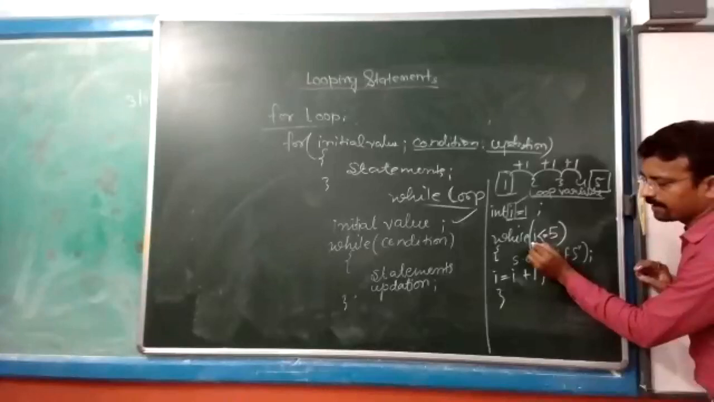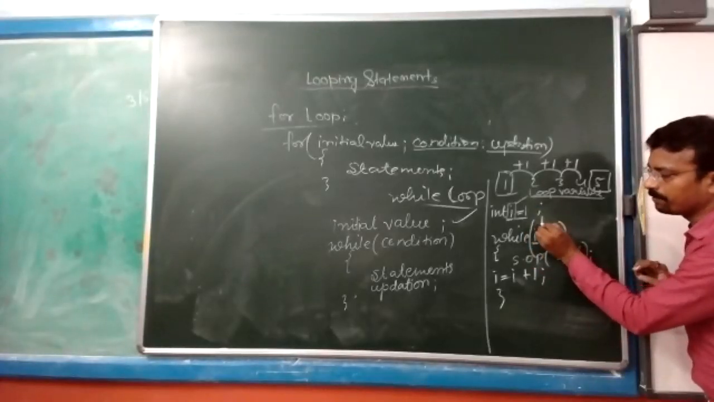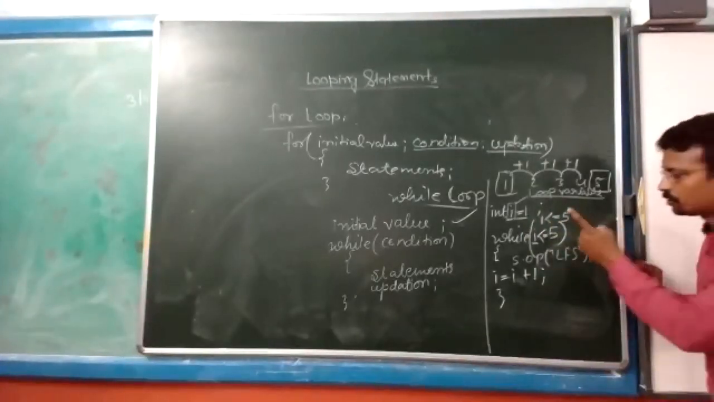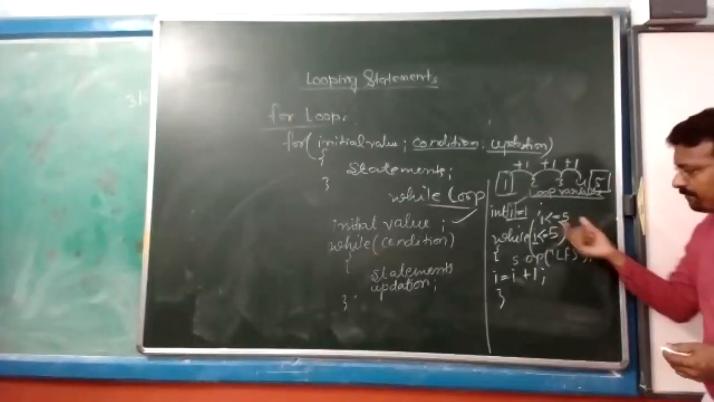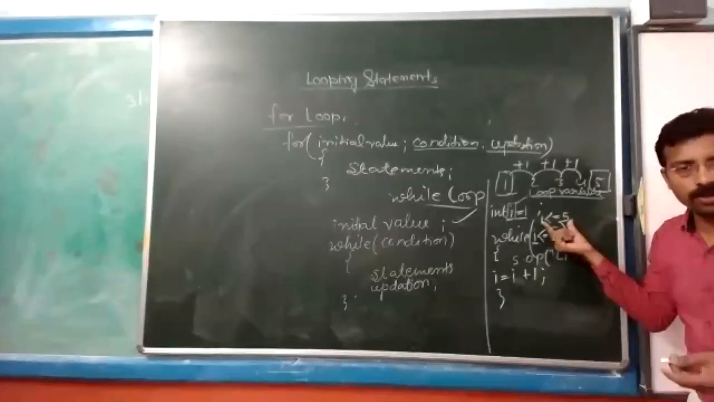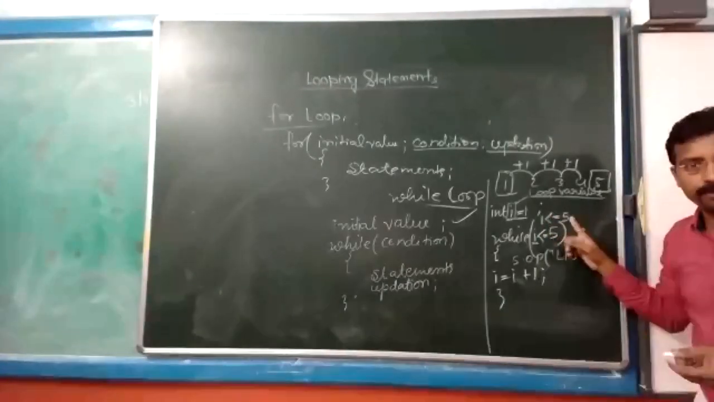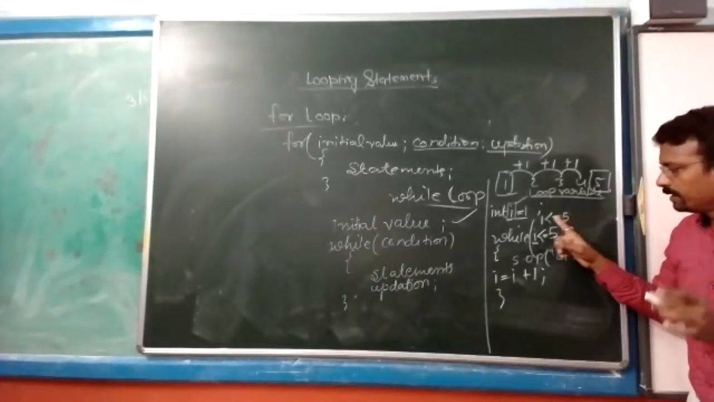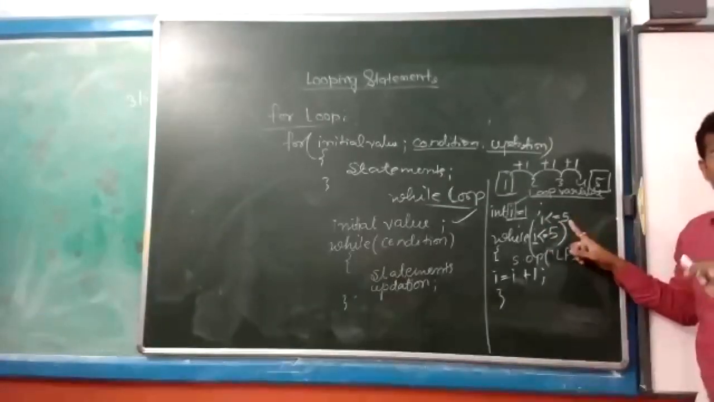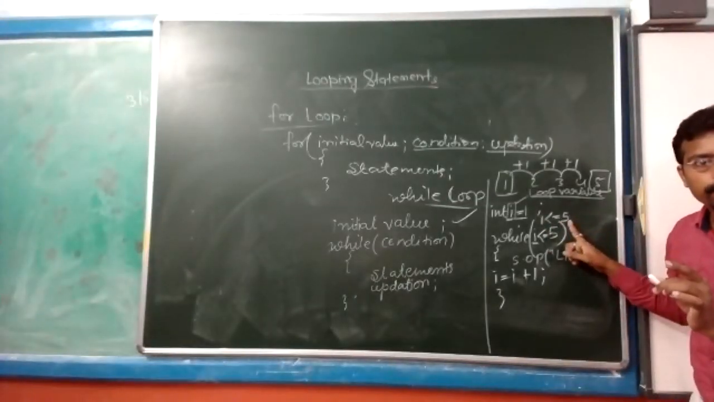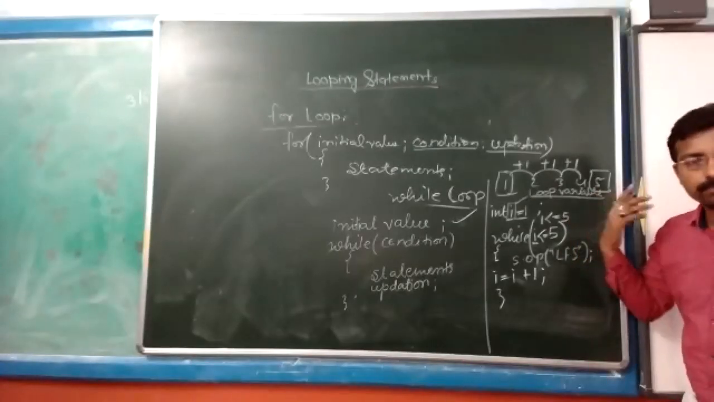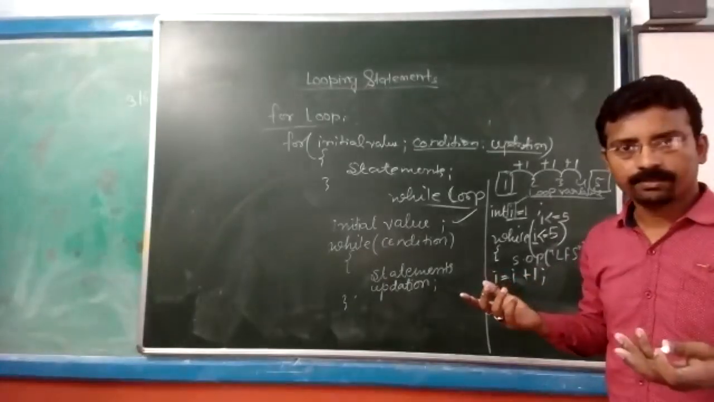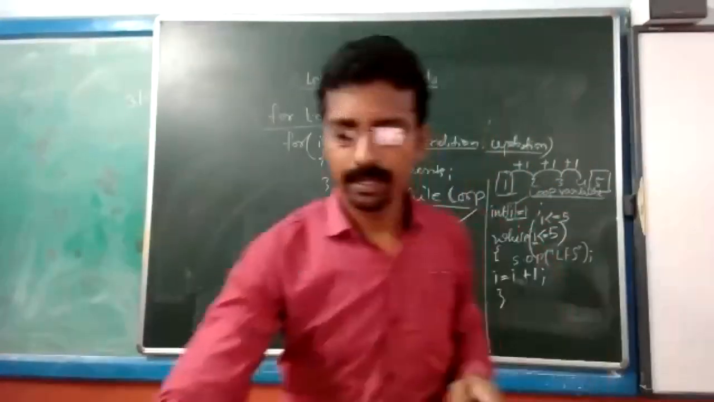i is coming with the value 1 and it is compared. 1 is less than or equal to 5. If it is true, is it true or not? 1 is less than 5. Yes or no? Hey, someone nod your head, shake your head, something. No? It's not getting through.